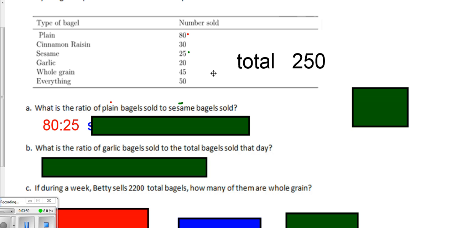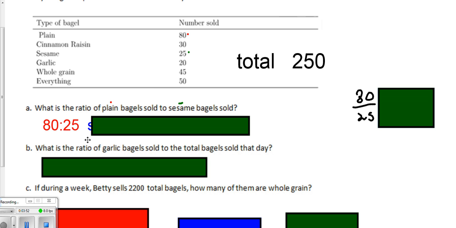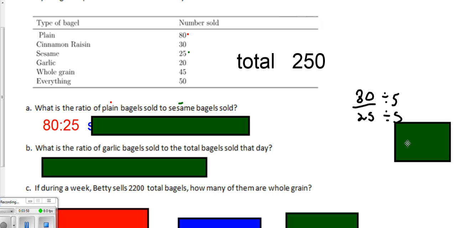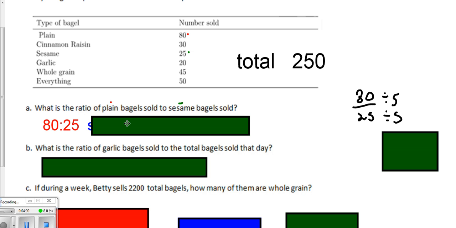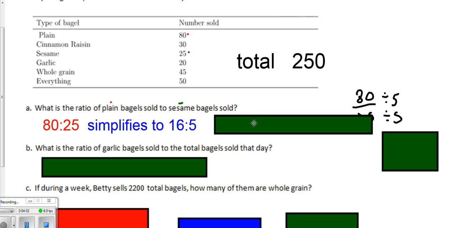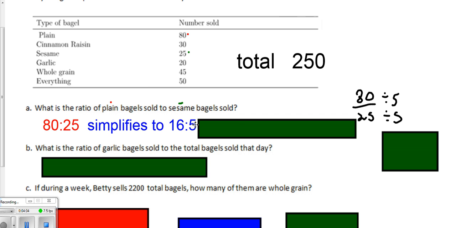Now we can simplify that. If we were to think of that as a fraction, here we see the ratio written with a colon. If we wrote it as a fraction, 80 over 25, we can divide both of them by 5. We'd simplify down to 16 to 5. There are 16 plain bagels sold for every 5 sesame bagels sold.